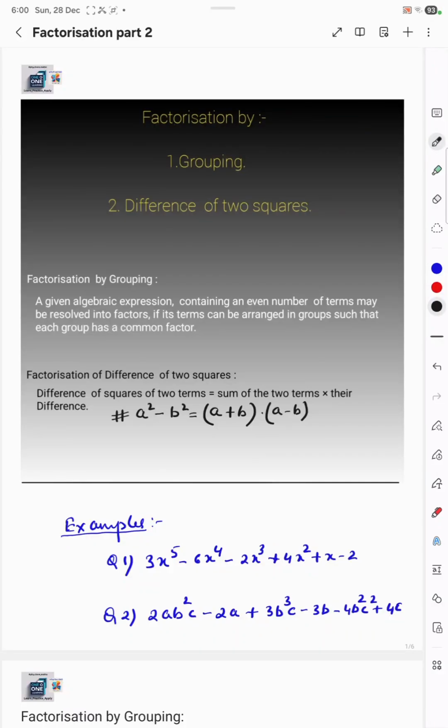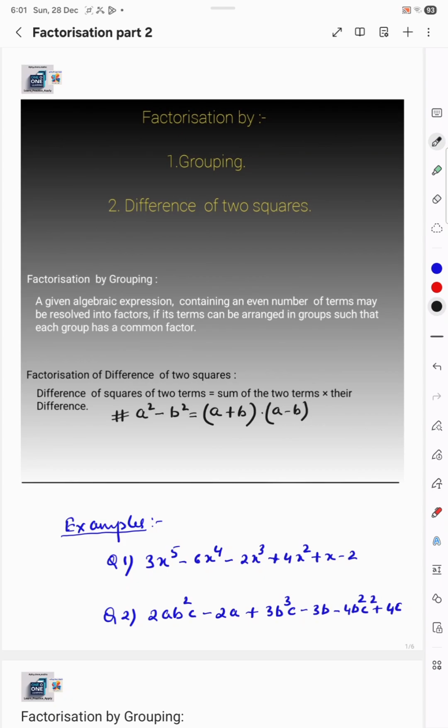Hi students, today let's learn factorization by two different methods. So first method is by grouping. In this method, what we do is we generally try to take all the like terms together and the unlike terms together. And after taking the like terms and the unlike terms in different groups, we try to find the common factor between them. So this is our first method.